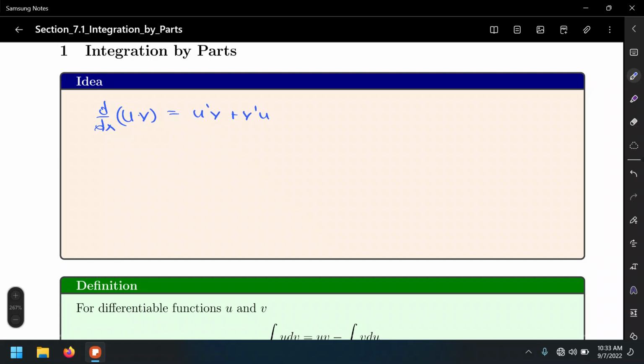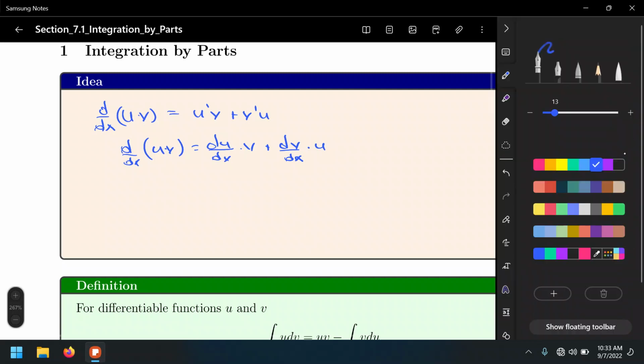Okay, so from here let's find the differential. So to find the differential, well, actually let me change the notation here so this makes more sense. d/dx of the product uv. Instead of writing u prime, I'm going to change this to du/dx times v plus dv/dx times u.